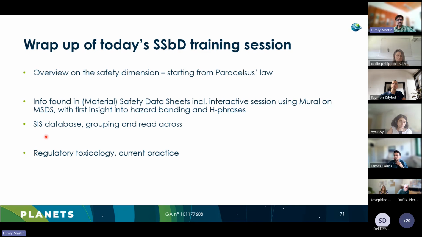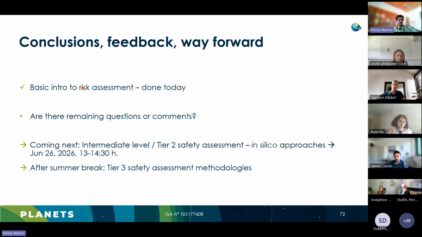Susan then gave us some insight into the SIS database, what we find there and how we can employ it. Grouping and read-across following this OECD guideline. And finally, James gave an insight into the diversity of the regulatory toxicological fields in current practice. Today it was the basic session, and there are more to come. I would like to ask now whether there are any remaining questions or comments, something that we should still add from the topics that we covered.